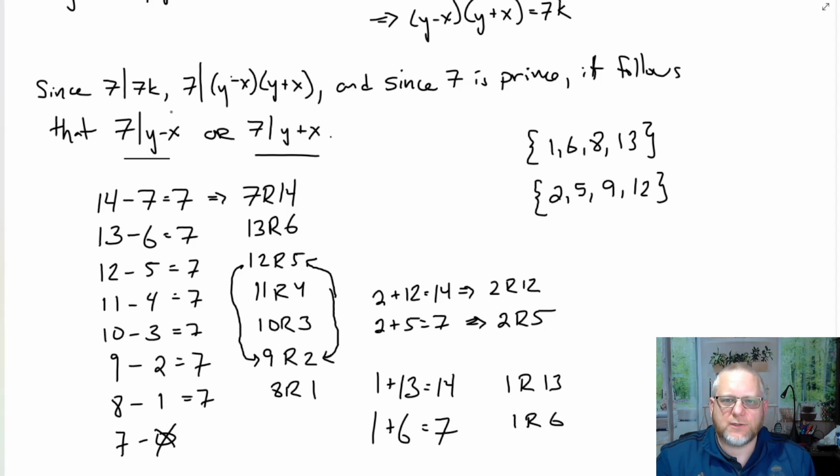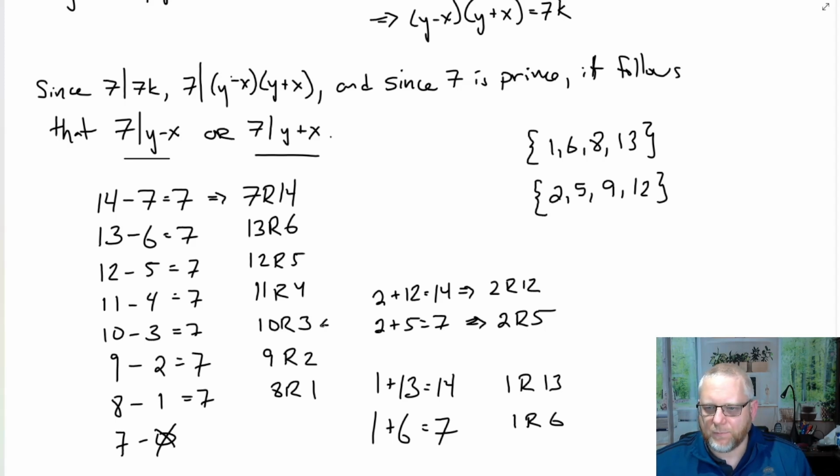Okay, let's erase a few things again. Let's keep going. Now let's take a look at the number 3. 3 plus what would be 7? Well, 3 plus 4 would be 7. Or 3 plus 11 would be 14. Either way, so that tells me that 3 is related to 4 and 3 is related to 11.